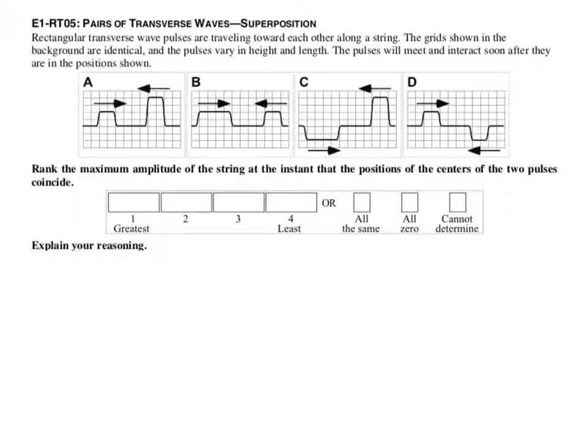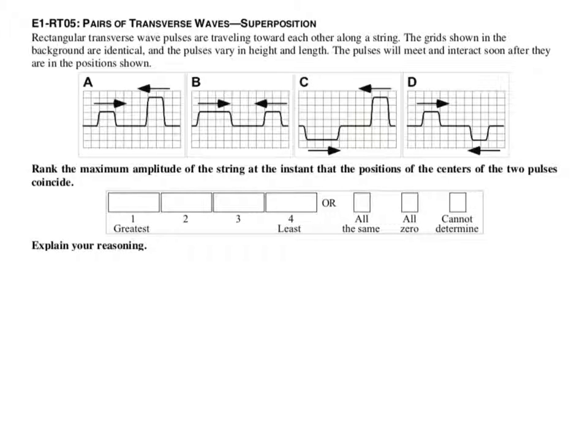Chapter 14, Sample Problem Number 9. Rectangular transverse wave pulses are traveling towards each other along a string. The grids shown in the background are identical, and the pulses vary in height and in length. The pulses will meet and interact soon after they are in the positions shown.